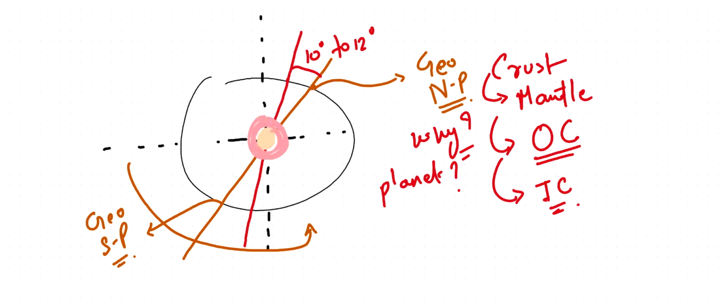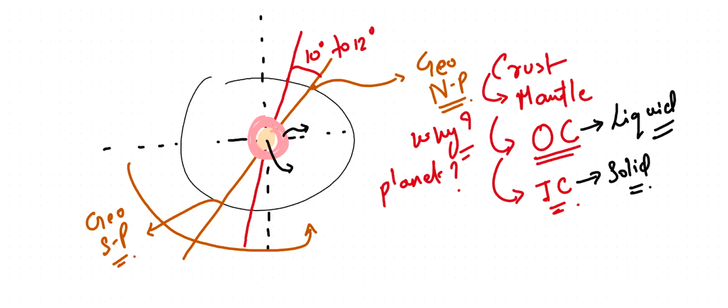Now try to understand why there is a distinction. Why there is a distinction is very important for you to understand. This inner core, due to the high pressure of the Earth's crust and mantle, is solidified. So the inner core is a solid structure. That's what the prediction and assumption of the scientists are. Whereas the outer core is not solid. It is basically a liquid structure.